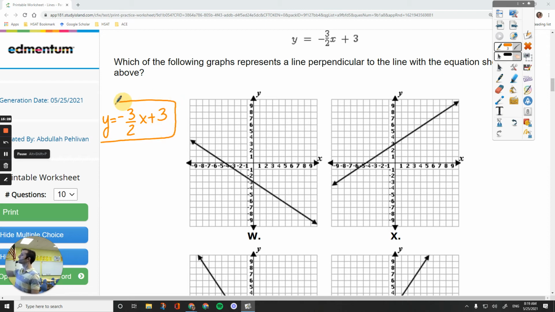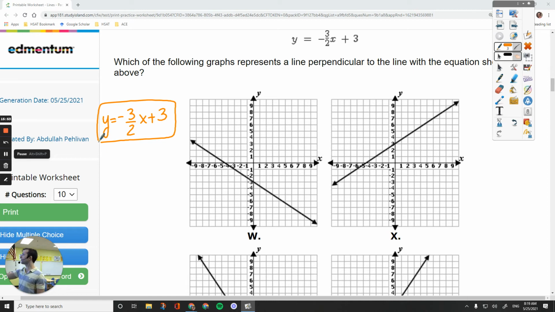Again, we need to understand what you're talking about. Is this equation given at the top represents one of the four graphs? Is that what this question is about? Which of the following graphs represents a line perpendicular to the given one? So neither one of these graphs should belong to whatever is given at the top. They should belong, one of them should belong to a line that is perpendicular to the given one.